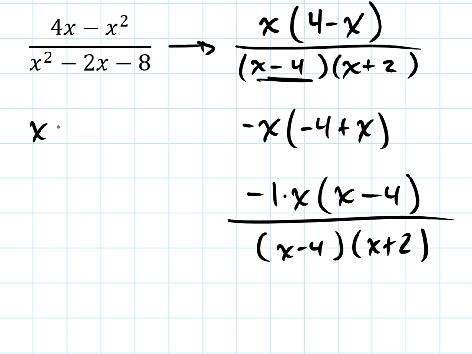Restrictions on my domain: x is all real values, with the exception that x may not be positive 4, and x may not be negative 2. And you can see that I'm going to go ahead and eliminate this common factor of x minus 4 that's in both of them. When I simplify this, I'm left with negative x. I'm sorry, not negative 1x. I'll just write negative x over x plus 2.